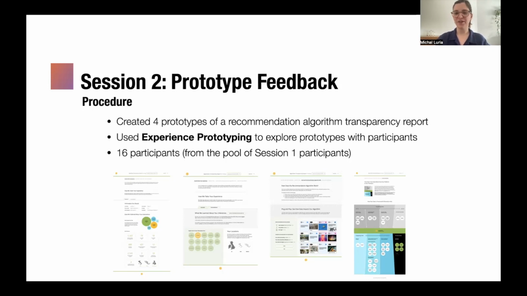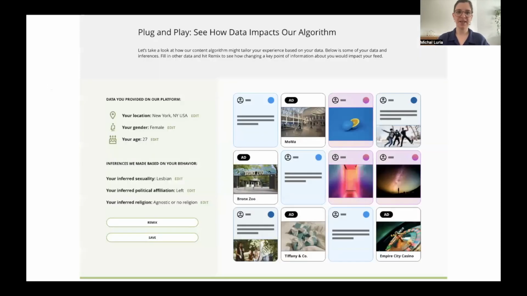And you can read more about our design process in the paper. For the second session, we had 16 participants, and these were all participants from the pool of participants in the first session. Let's take a look at a couple of the prototypes.